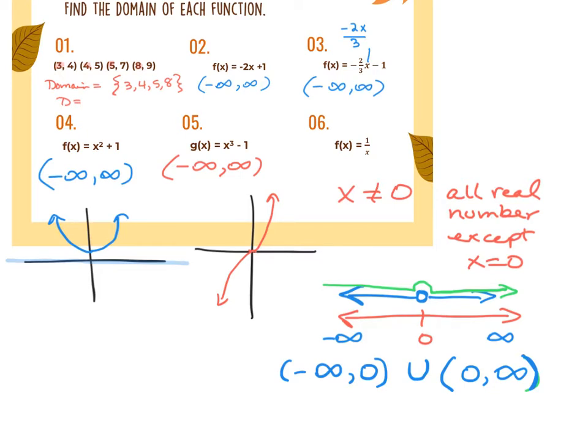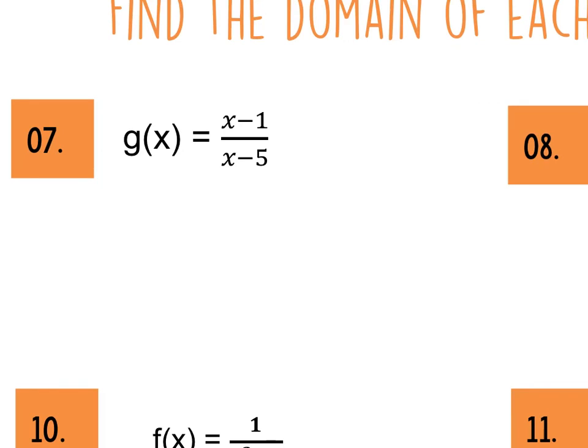Let's try the next one. Again, always start out by thinking, oh, it's all real numbers. Oh, but wait, it's a fraction. I got to figure out what I need to throw away. So x cannot equal, set that denominator not equal to 0. So x cannot be positive 5. If it is, it makes the denominator a 0.